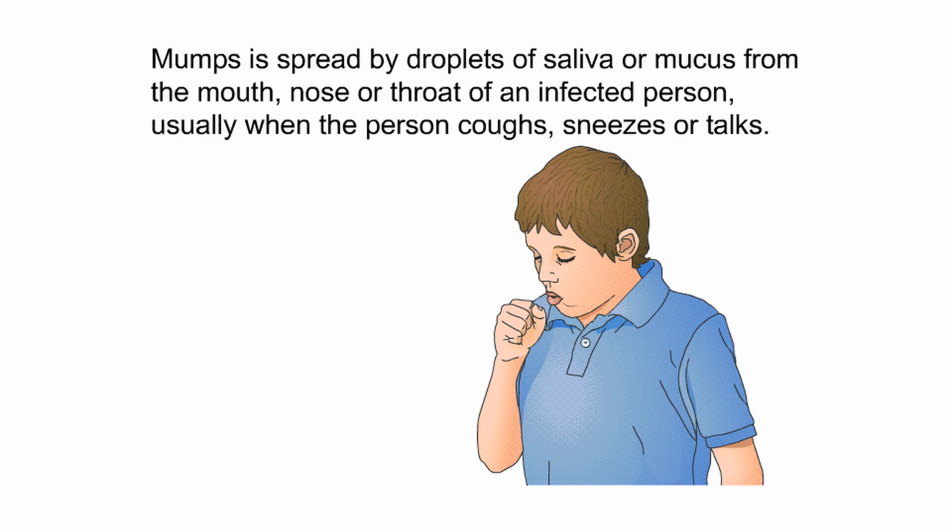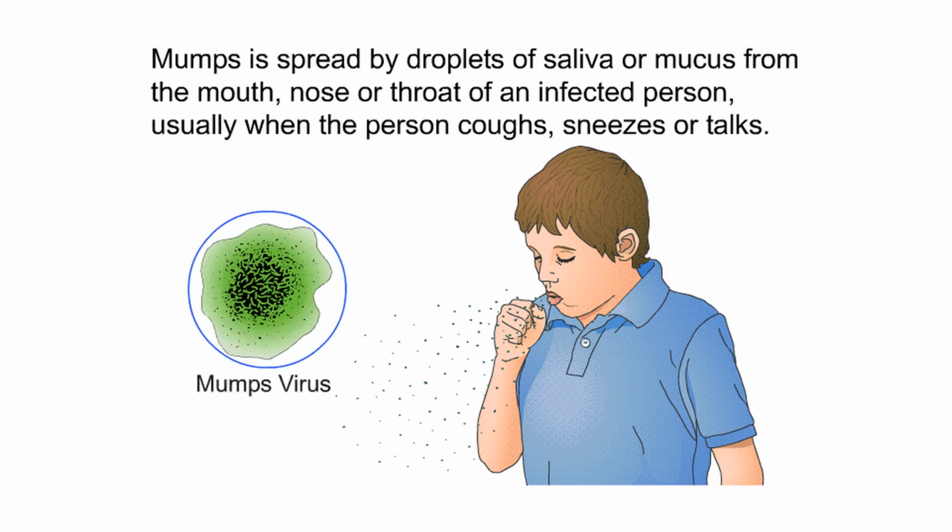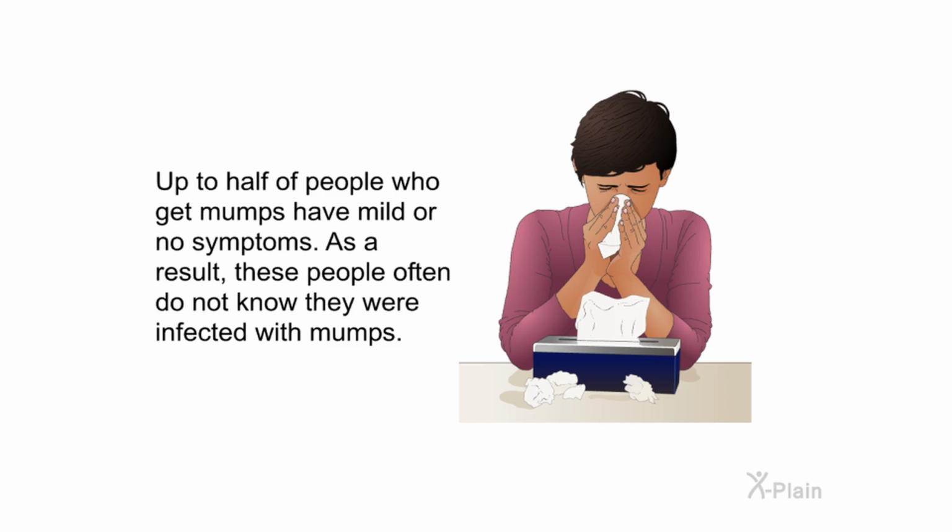Mumps is spread by droplets of saliva or mucus from the mouth, nose, or throat of an infected person, usually when the person coughs, sneezes, or talks. Up to half of people who get mumps have mild or no symptoms. As a result, these people often do not know they were infected with mumps.